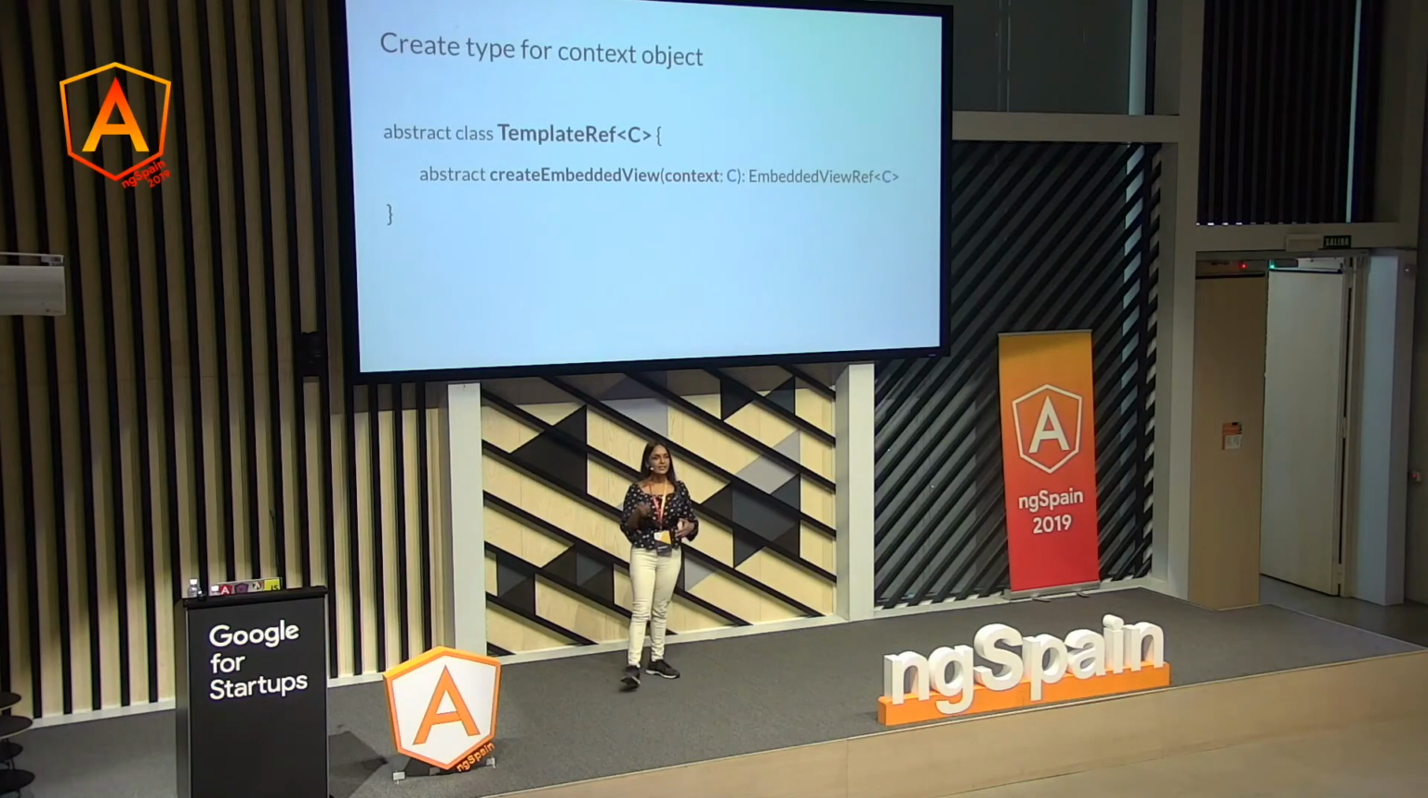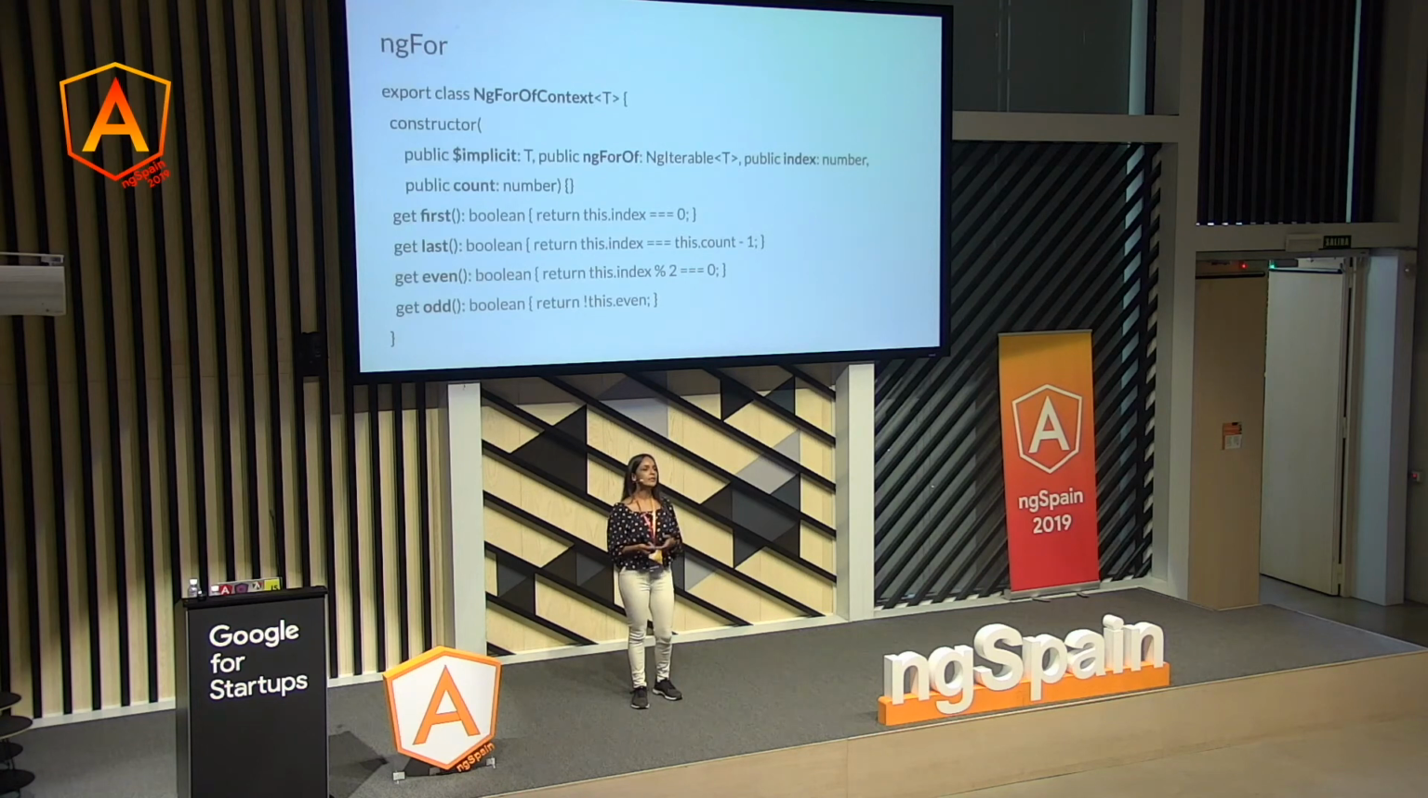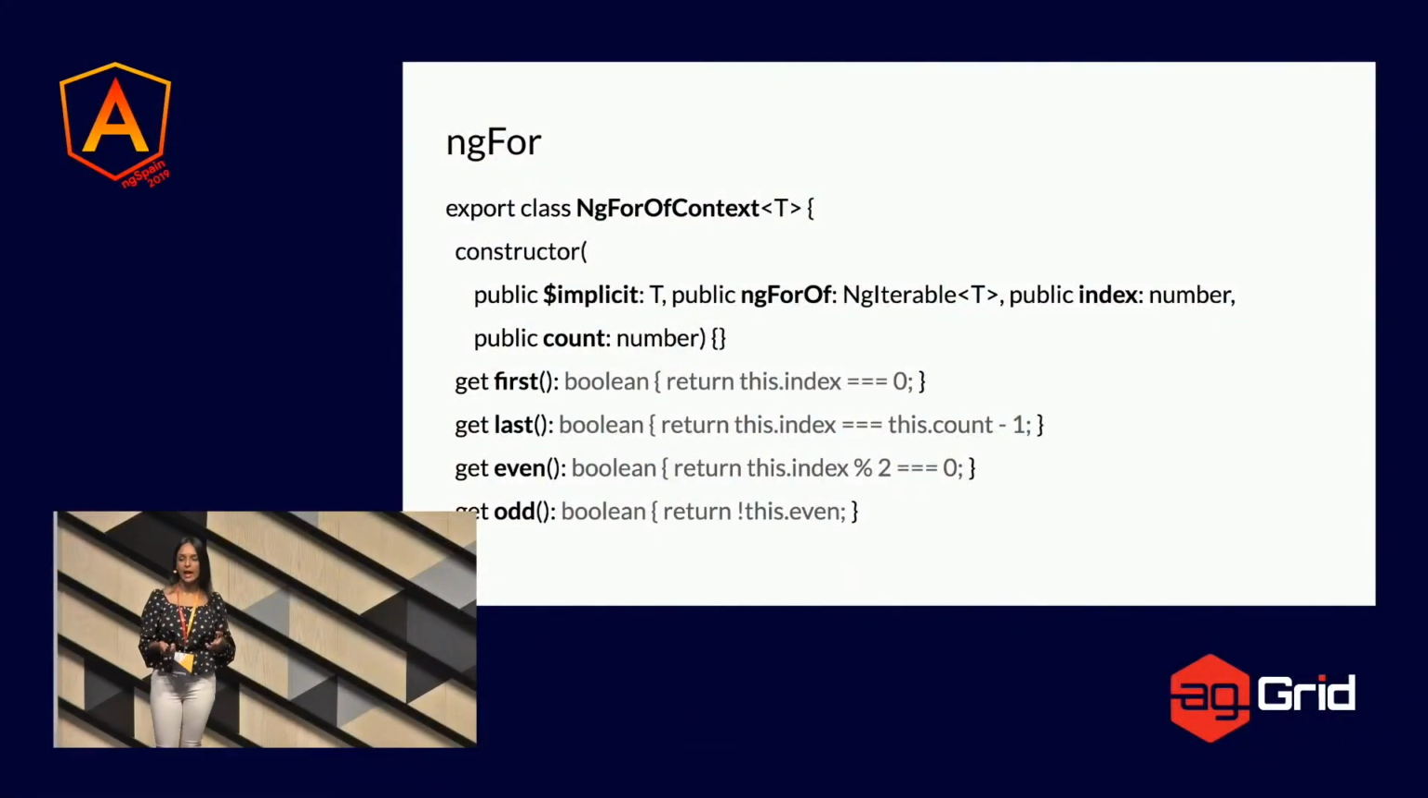It is also a really good idea to create a type for the context object. When we create an embedded view, we pass in the context, and it takes an argument for the context object type. We can use either an interface or a class, whichever your preference is. The Angular built-in directives use a class. For example, ngFor uses a class, and it uses the constructor and getters to define the context object properties.